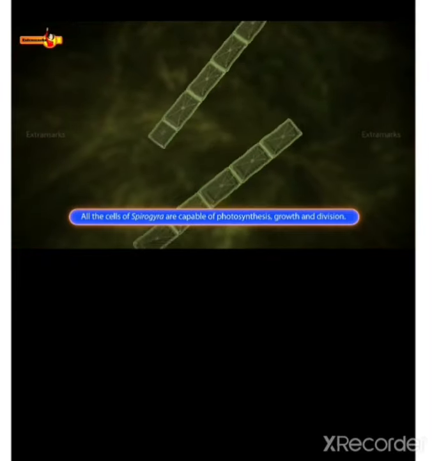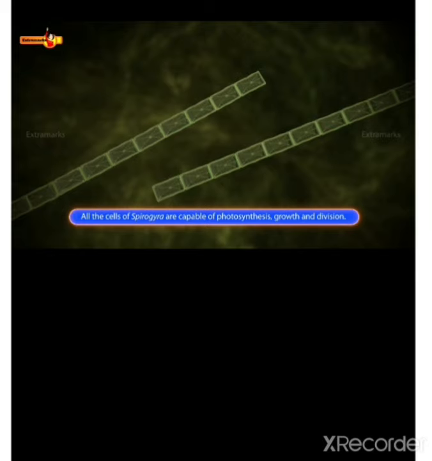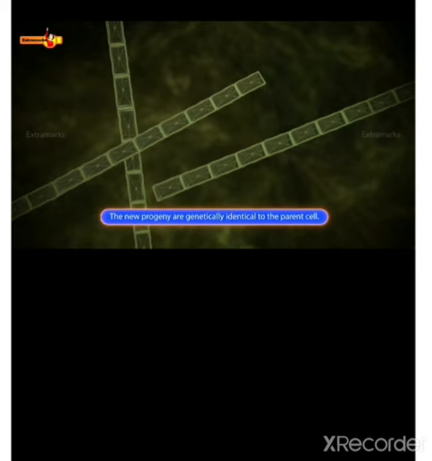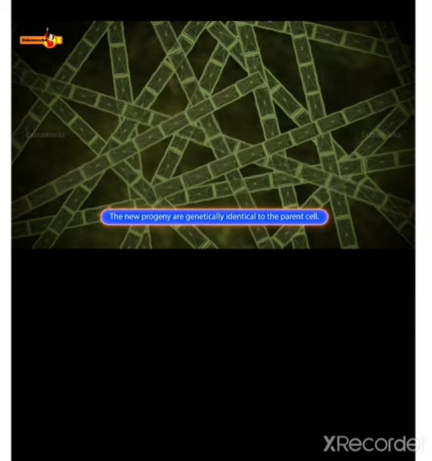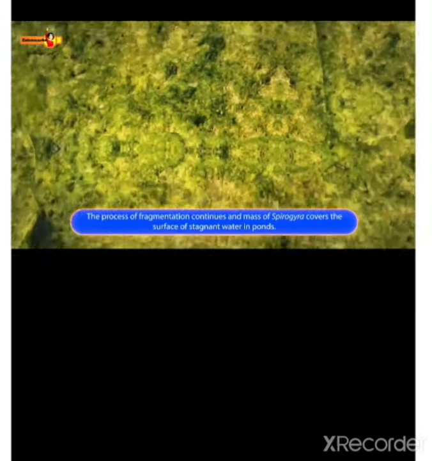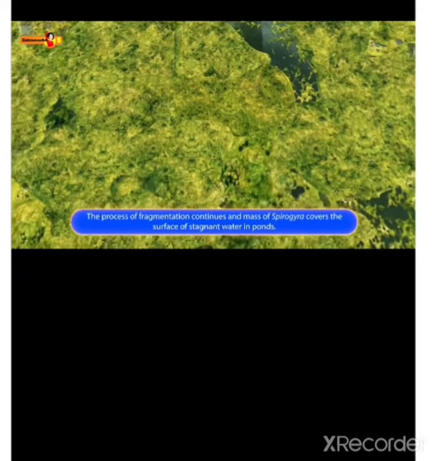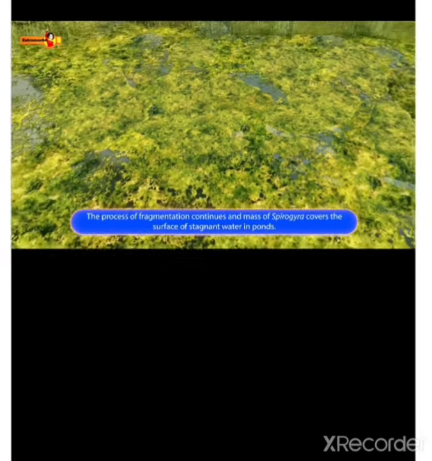Each fragment has the capability to develop into a new individual, as all the cells of spirogyra are capable of photosynthesis, growth and division. The new progenies formed are genetically identical to the parent cell, or are the clones of a parent cell. This process of fragmentation continues and a mass of spirogyra covers the surface of stagnant water in ponds.